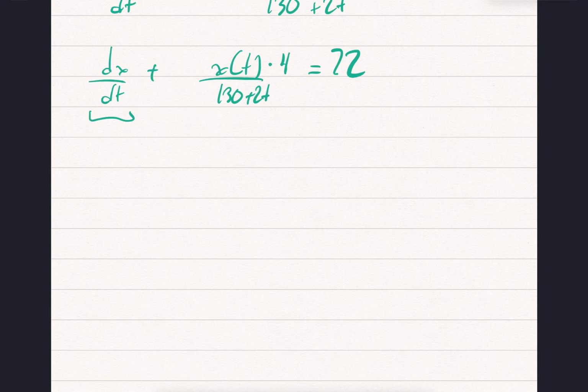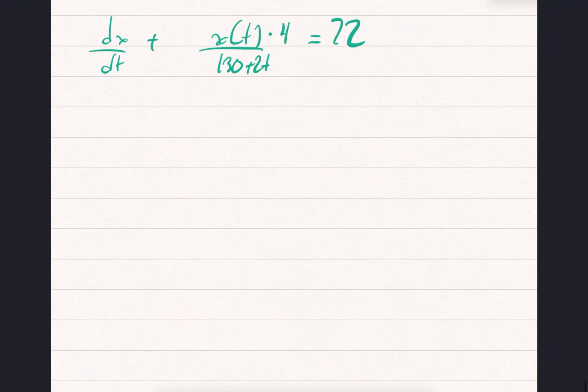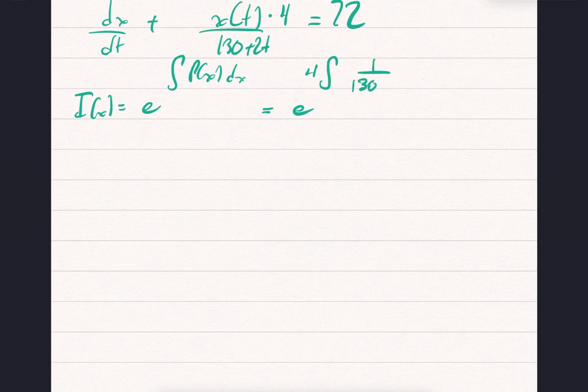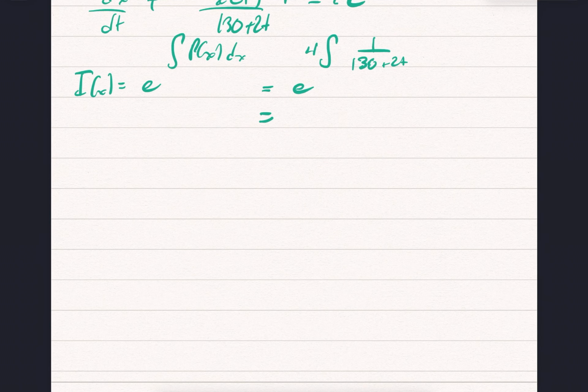We have a differential equation, a separable one at that, and we're going to use our integrating factor. So I at x equals e to the integral of p at x dx equals e to the integral of 4 times 1 over 130 plus 2t. We see that there's a number next to that. So we're going to make a quick u sub. Now listen, I've done this ahead of time. You're going to u sub this, and it's going to come out to ln. For time's sake, we know that this is 2 times ln 130 plus 2t. Okay? You could do that yourself.